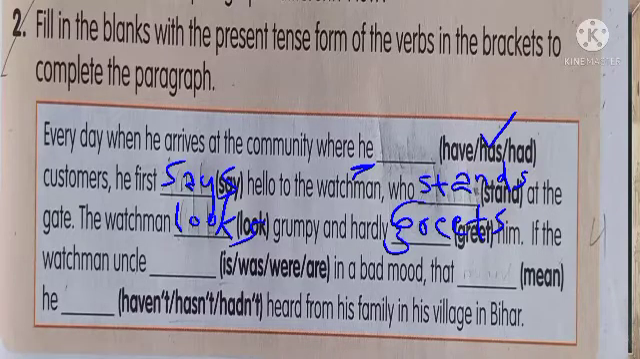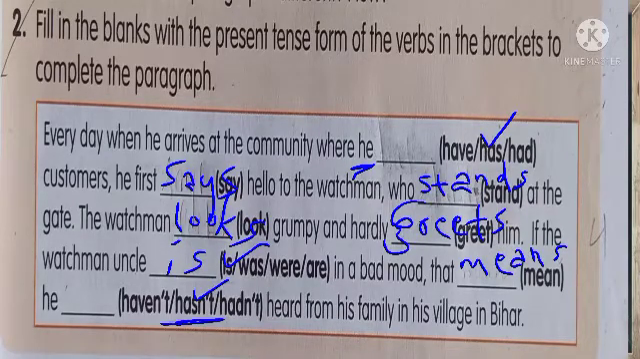If the watchman uncle is in a bad mood, is the present form. Is in a bad mood, that means is given here. For this also we need to add s. That means he haven't, hasn't or hadn't. He hasn't, third person, and we are talking about present form. So hasn't is the right answer. Heard from his family in his village in Bihar. Done. This thing you will understand in a small clip.